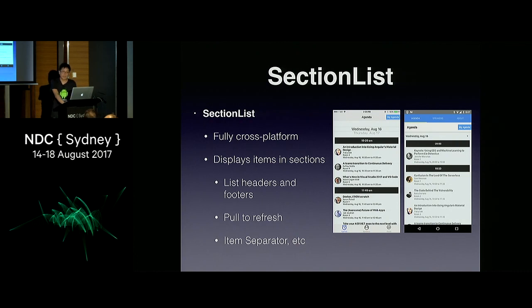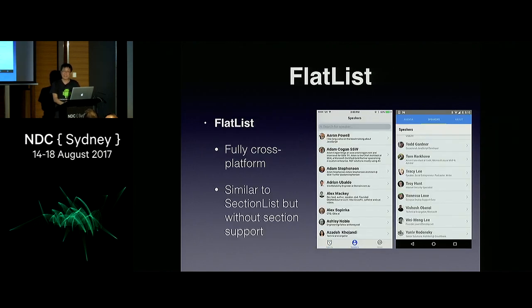Now, if you want a simpler way of listing items without the need for section headers, you can use something called flat list. The flat list is what you will see in your NDC app when you go to search for speakers. So it's just a list of items. Pretty straightforward.